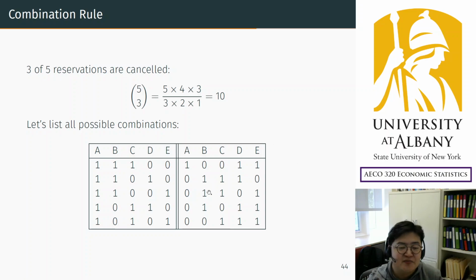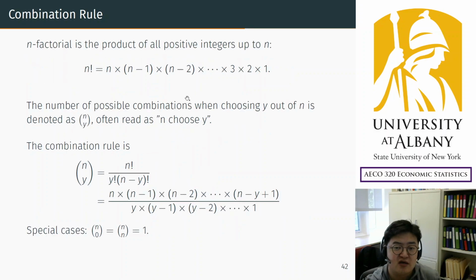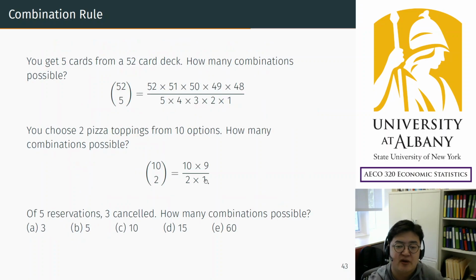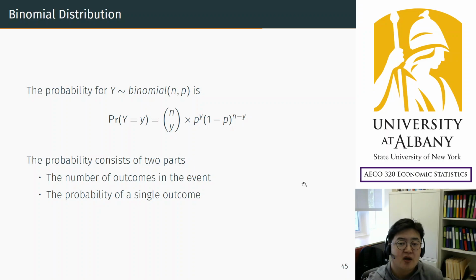Maybe not. So again, this is the general mathematical rule to count the number of possible combinations when you choose a certain number out of a certain total of possible options. Okay, so then we get the final product. This is the general formula for the binomial distribution.